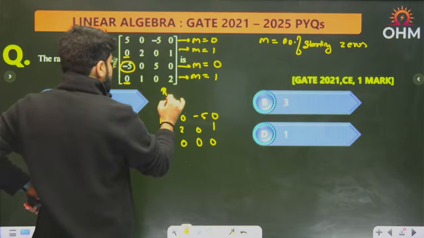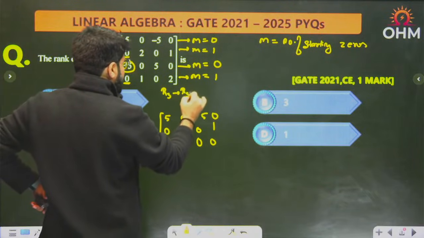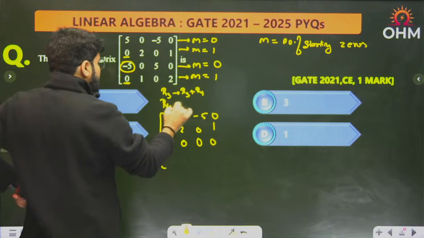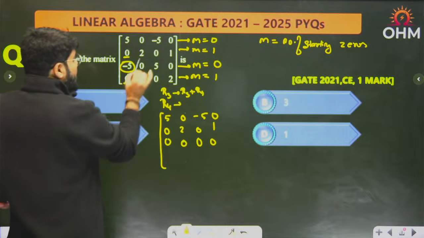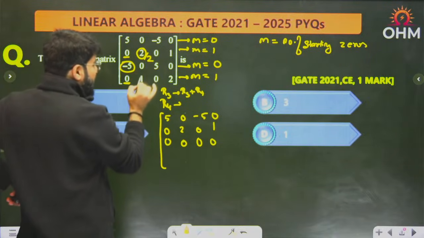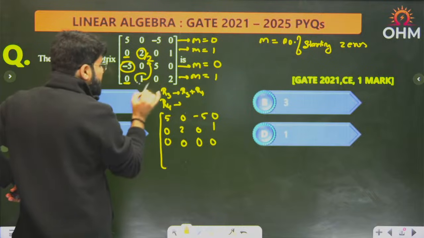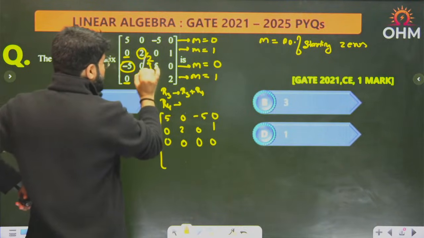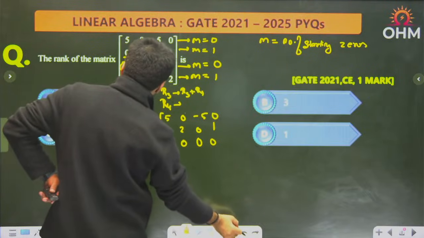What is the first operation I told you? I am doing R3 as R3 plus R1. In this step, I have not disturbed R2, so I can use R2 also. Okay, R4. Now see, this is 0. If I divide this by 2, it becomes 1. And then when you subtract 1 minus 1, here also you will get 0. So first divide this row by 2 and then subtract from the 4th row.